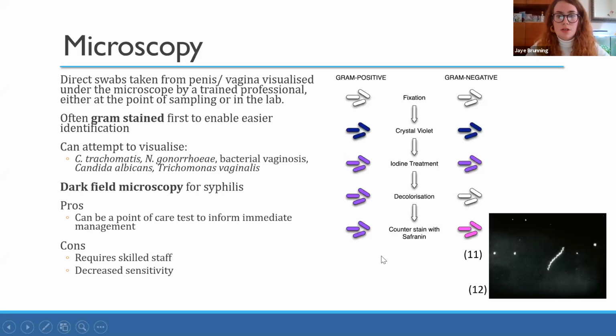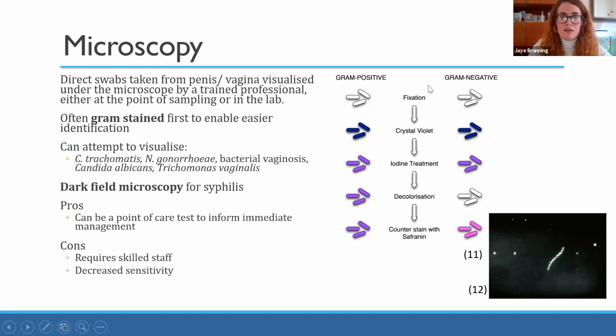So moving on next, I do apologise, it's a slightly busy slide, but do bear with me. So you take swabs direct from the penis or vagina or the throat or the rectum, and you visualise them under the microscope by a trained professional. And this can be done either while the patient is in the clinic, in one of the back rooms, if the sexual health clinic has the ability for this. So that's really good because it's all while the patient is in the clinic, or it can be sent off to the lab. So they're often gram stained first to enable easier identification of the bacteria.